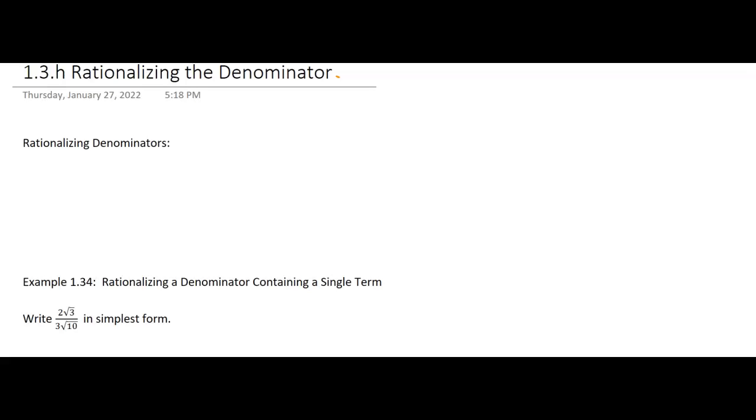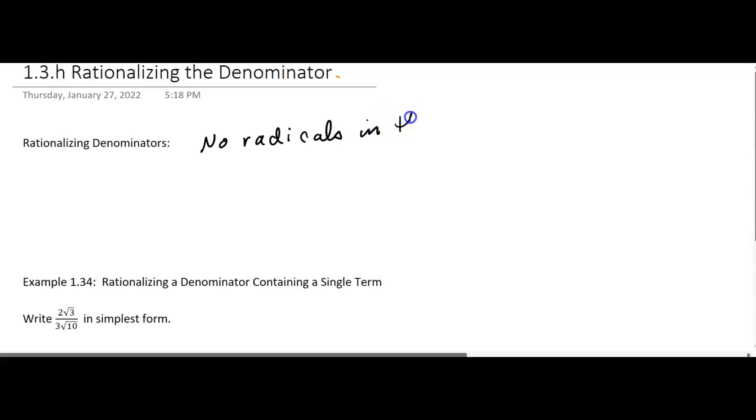So there are some rules when we're simplifying with radicals. And one of the rules is you can't have a radical in the denominator. No radicals in the denominator. So I'll show you what we're going to do on this first one.